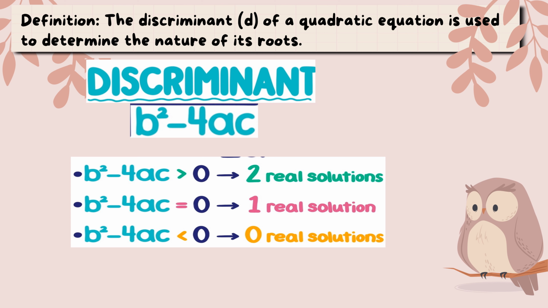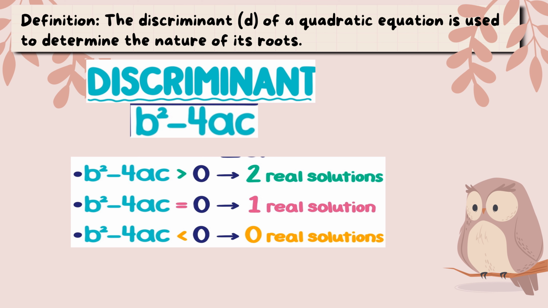by getting the answer to the formula, which is described by the discriminant, which is b squared minus 4ac. And remember that b squared minus 4ac is extracted from the quadratic formula.